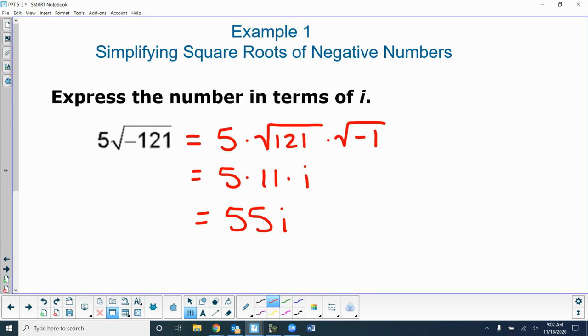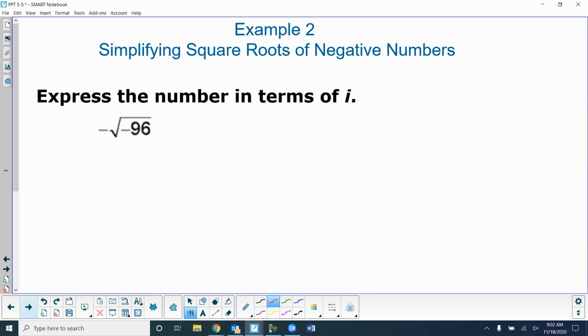Any questions on that quick example? So just remember, you see a negative, put an i. And we always put the i at the end, in the back. If there's a radical left, if this wasn't a perfect square, if there was some radical part left, it goes right in front of the radical sign.